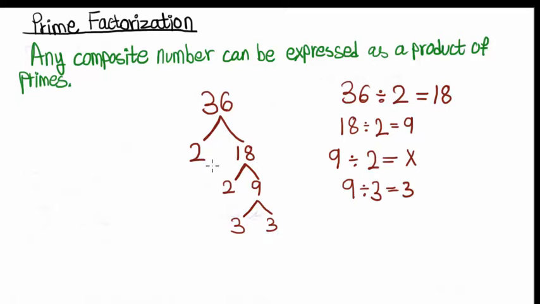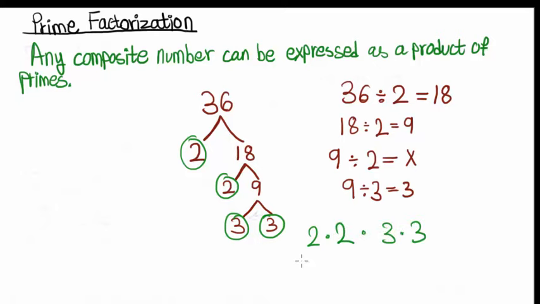I have this 2 over here, this 2 over here, and these two 3's over here. So I can rewrite 36 as 2 times 2 times 3 times 3. Another way of writing this over here is to use exponents and write this as 2 to the power of 2 times 3 to the power of 2. So this right here is the answer to the prime factorization for the number 36.